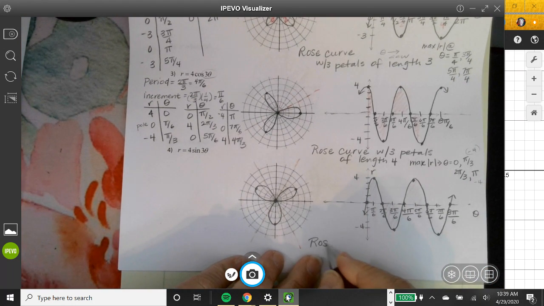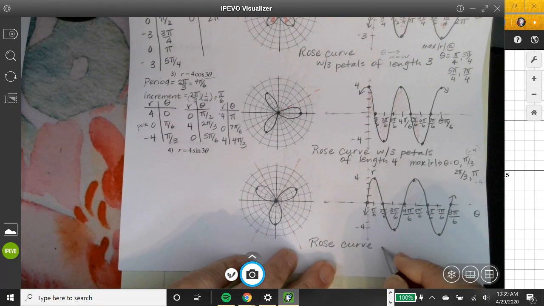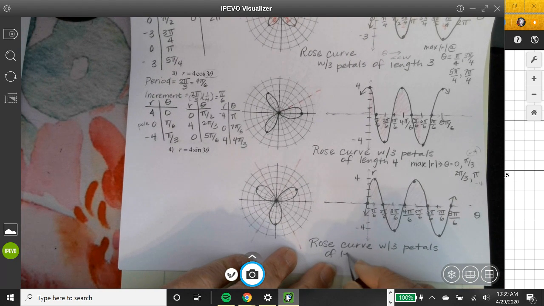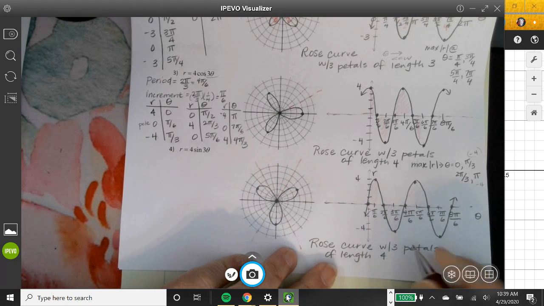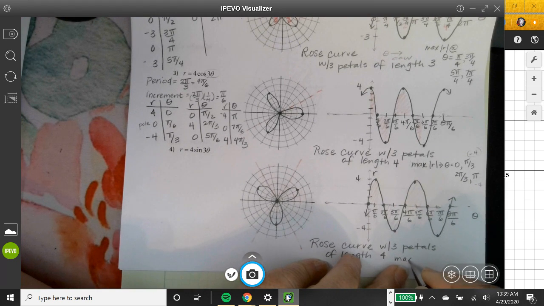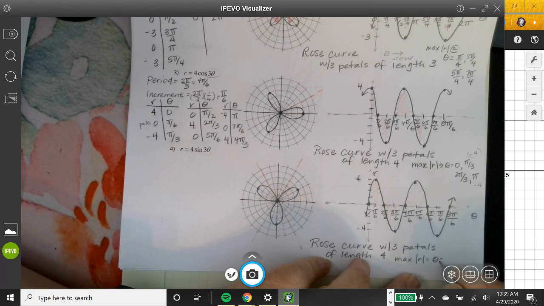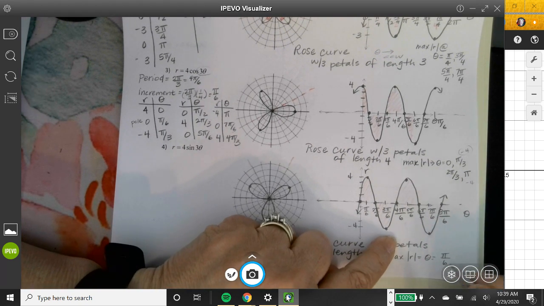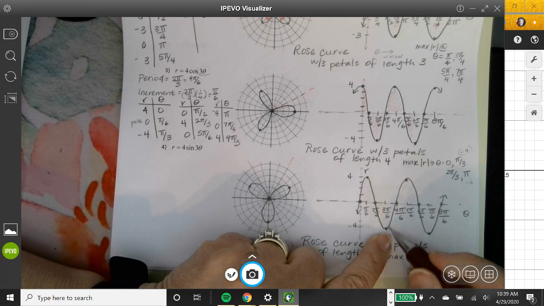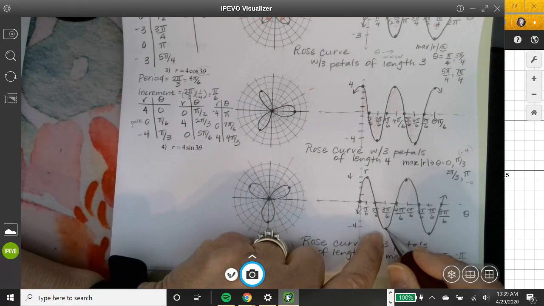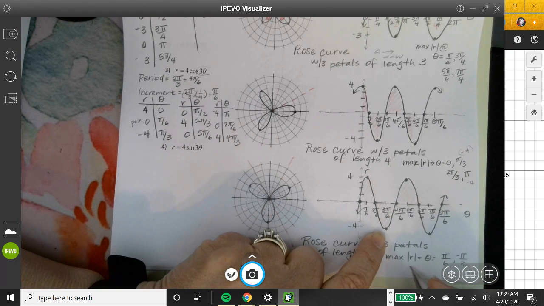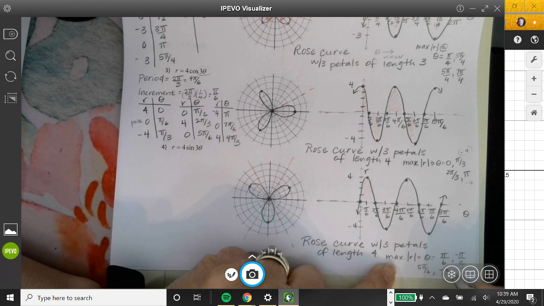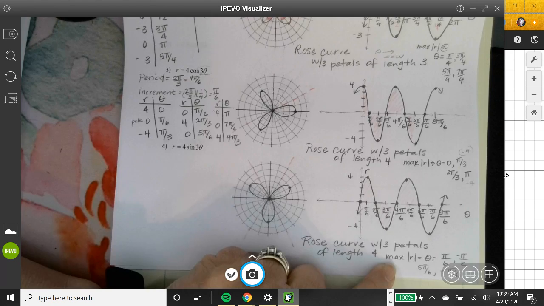This is a rose, again, a rose curve with 3 petals of length 4, where the max magnitude of r is going to occur at theta equals pi over 6. I'm going to say negative pi over 2 because we're down south here. And then at 5 pi over 6, and then negative 7 pi over 6. I think that's going to be an easier way to think about it.